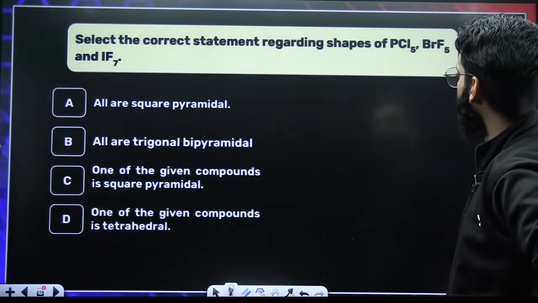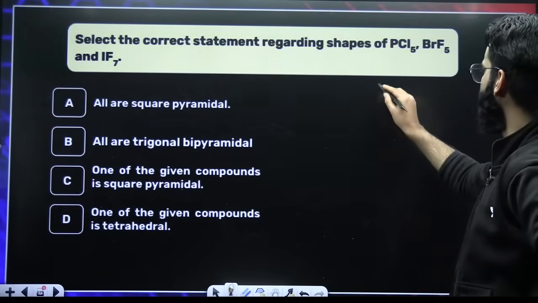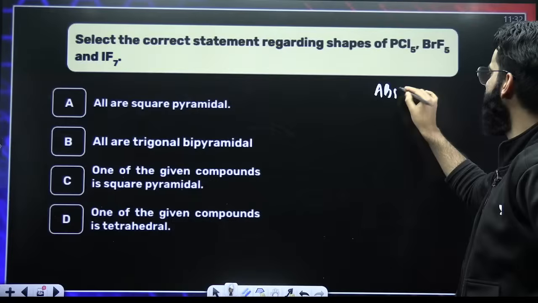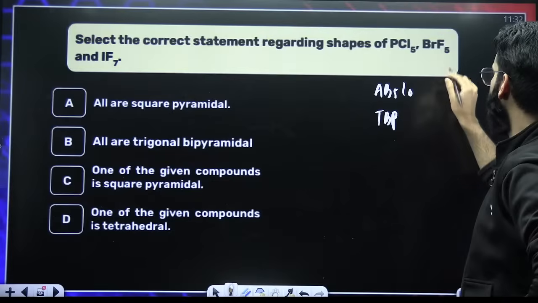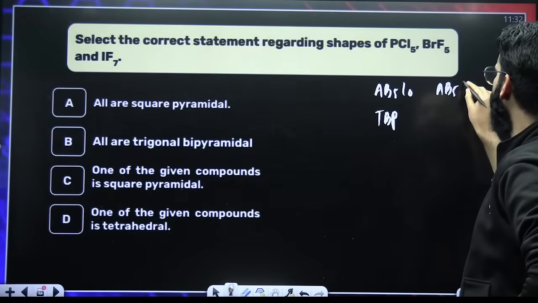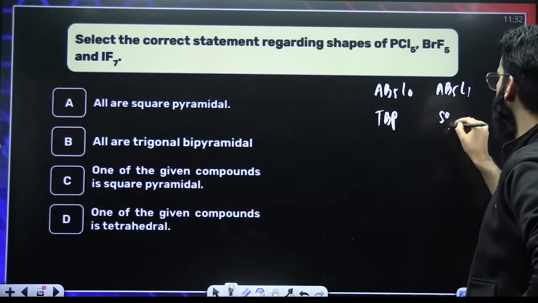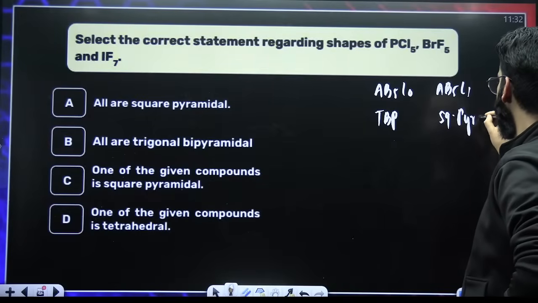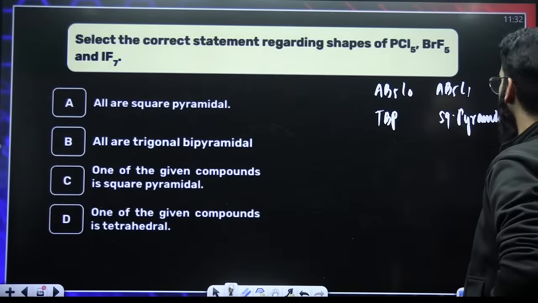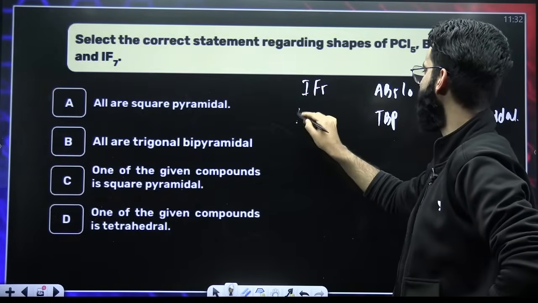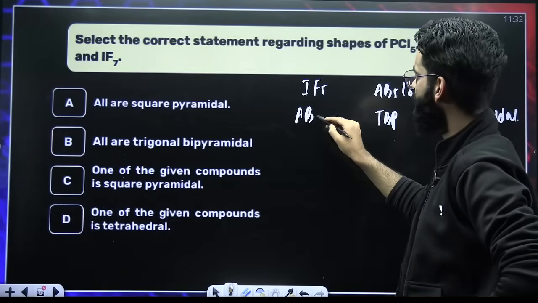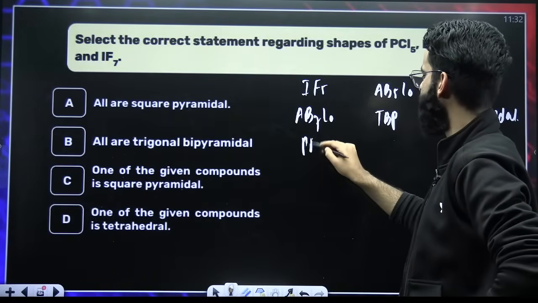Select the correct statements regarding the shape of PCl5. PCl5 is AB5L0, trigonal bipyramidal. BrF5 is AB5L1. It is square pyramidal. One more is IF7. The type is AB7L0. It is pentagonal bipyramidal.